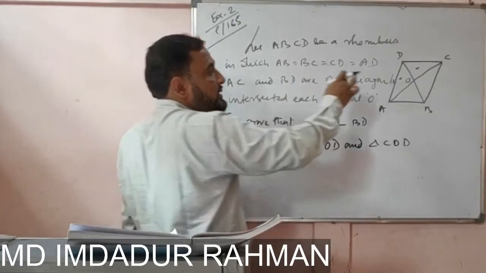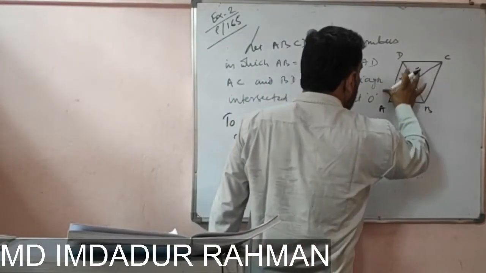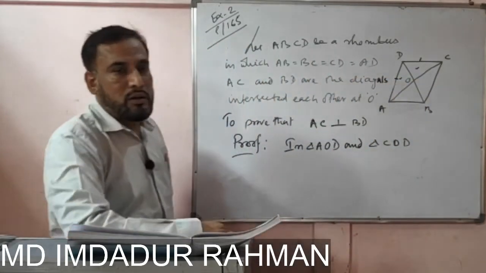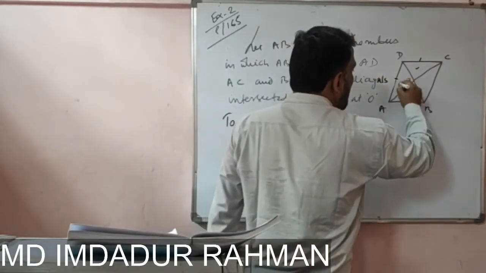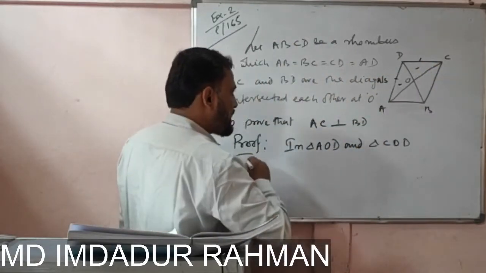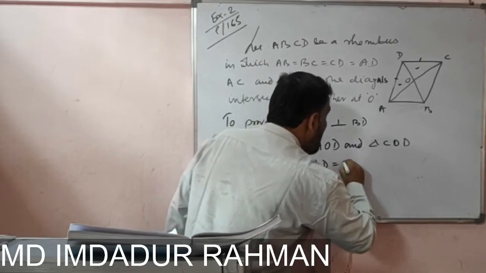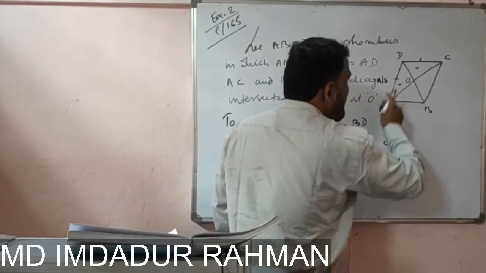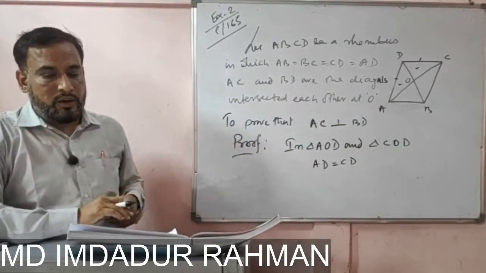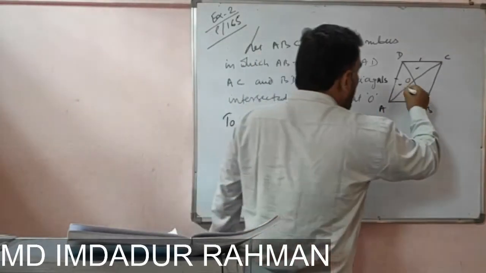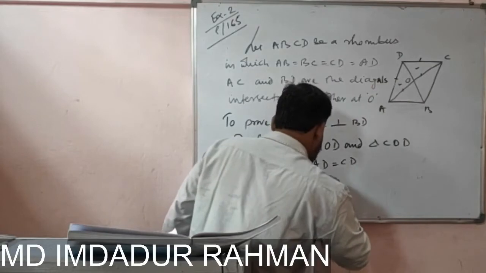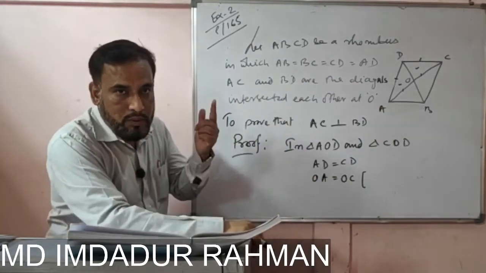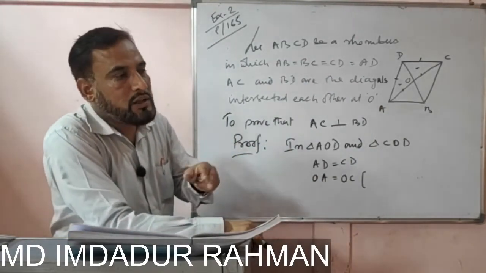Because this is a rhombus, and in a rhombus all sides are equal, these sides are parts of two triangles. So we can say that AD is equal to CD. AD is part of AOD and CD is part of COD. And OA is equal to OC. How is it? We just proved that in a parallelogram, diagonals bisect each other.